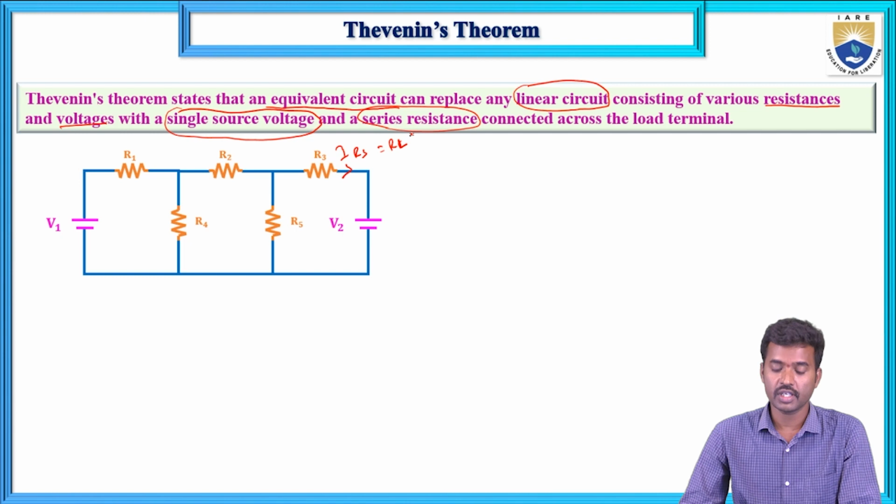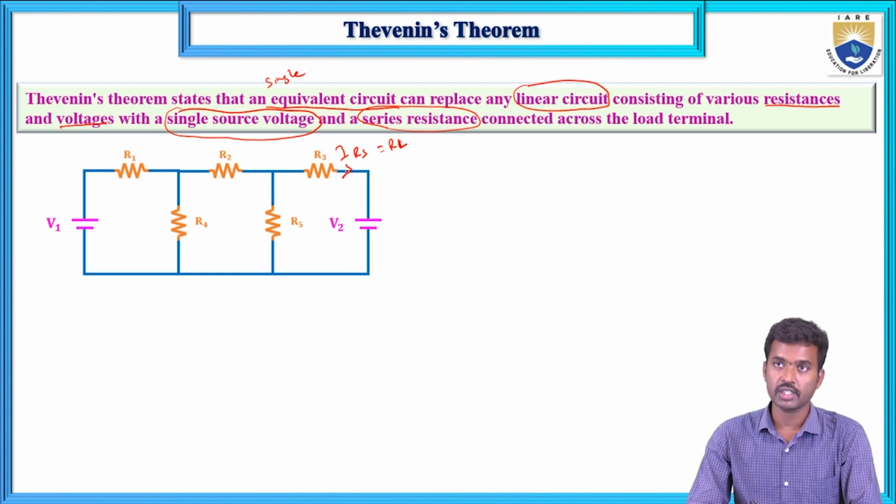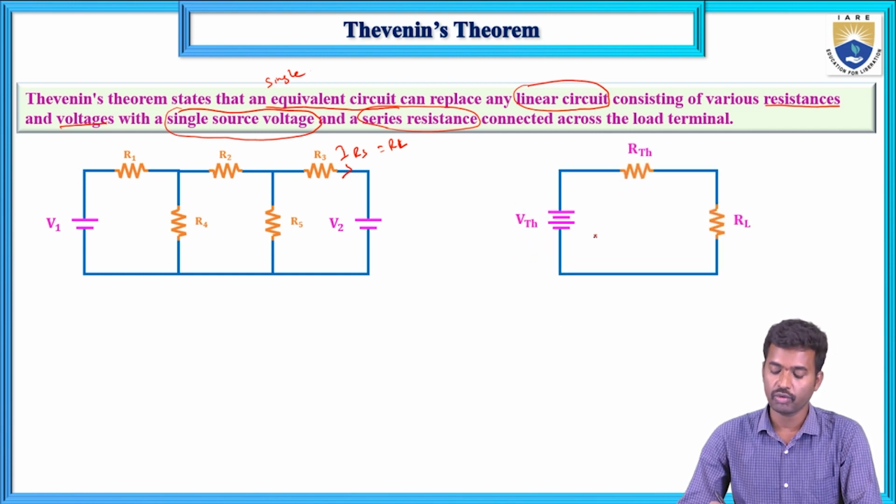That load current can be calculated using the single equivalent circuit, which consists of a voltage source in series with a resistance. So first remove this load resistance, and the remaining circuit is replaced by a single equivalent circuit, one voltage source in series with a resistance, and reconnect the load across the load terminals.